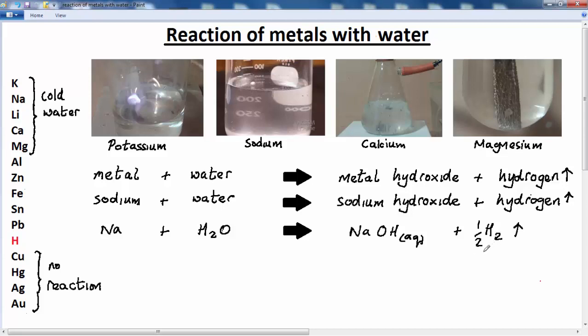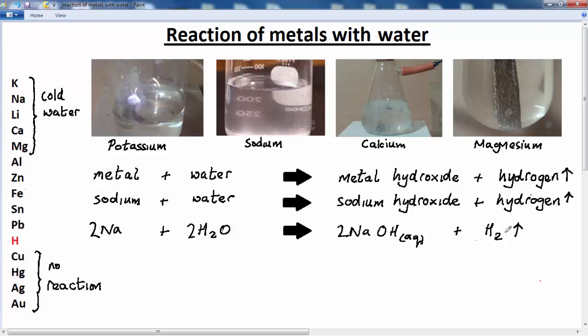Okay, now the equation's balanced, but you can't have half a hydrogen molecule, so we'll multiply everything by 2 to get rid of the half. So we have 2 sodiums plus 2 waters gives 2 sodium hydroxides. The 2 times a half goes, giving us 1. And then this can be tested with indicator solution, and it will turn a sort of purple colour indicating the presence of a strong alkali.